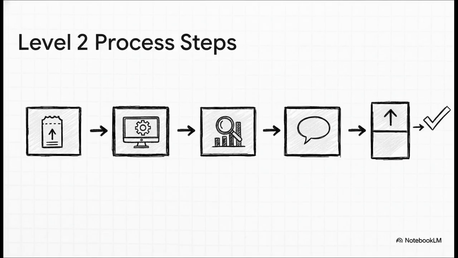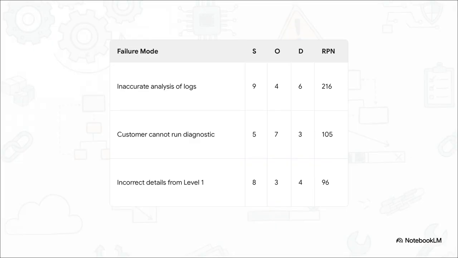So the very first thing the team does is map out their process. They identify these 5 high-level steps, from the moment they get the case from level 1 all the way to either solving it or bumping it up to level 3. This simple map becomes the foundation for everything that comes next. Okay, after all the brainstorming and scoring, this is what their analysis chart looks like.